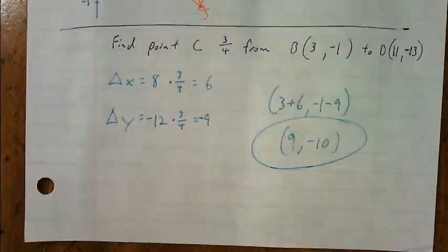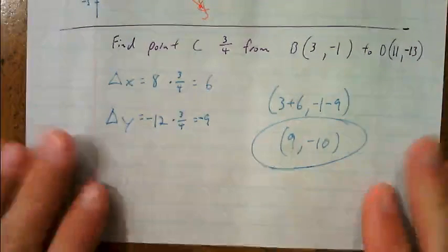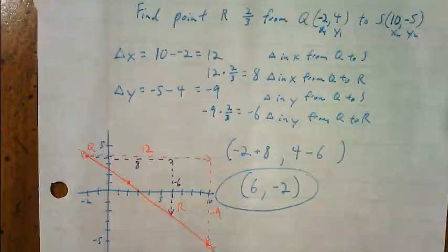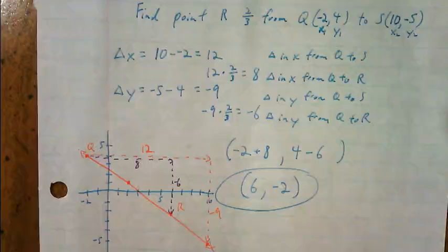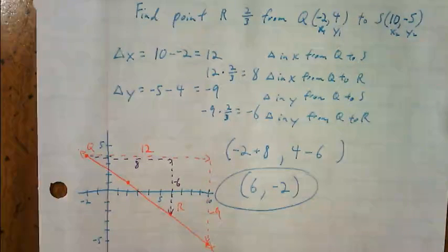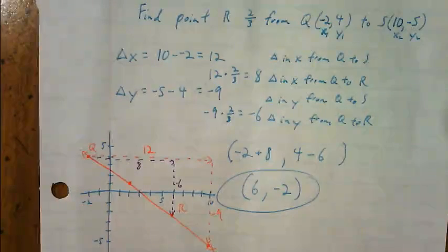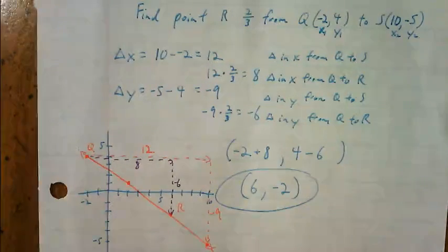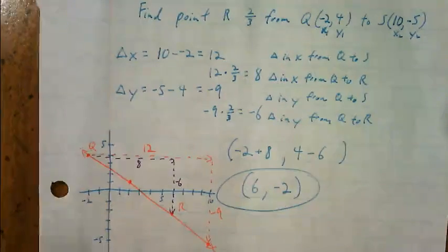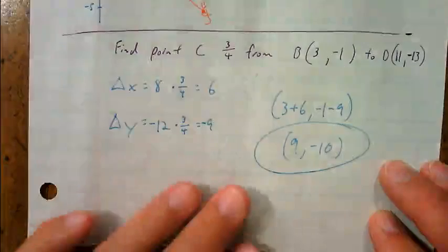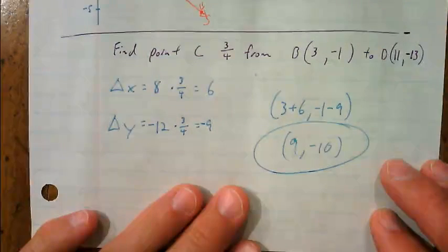So again, I don't want this to make it look like it's really complicated, because it's not. It's finding the distance that you traveled for both the x and the y, multiplying it by whatever the fraction is that you're partitioning the segment with, and then adding it back to the original value that you started from. So again, that's all the work that you actually need in order to complete this problem.